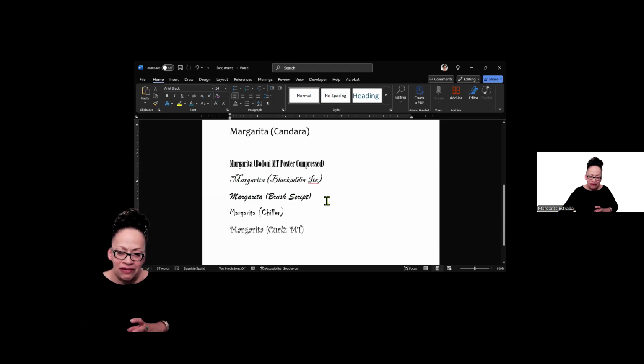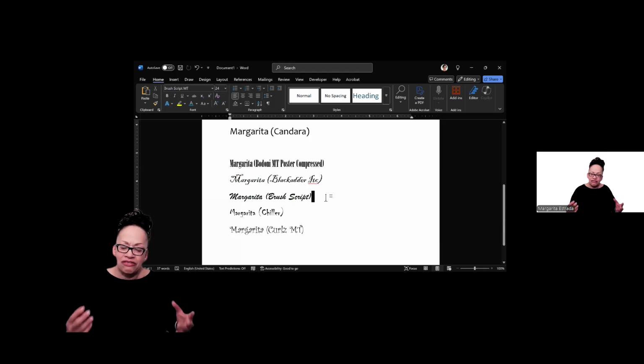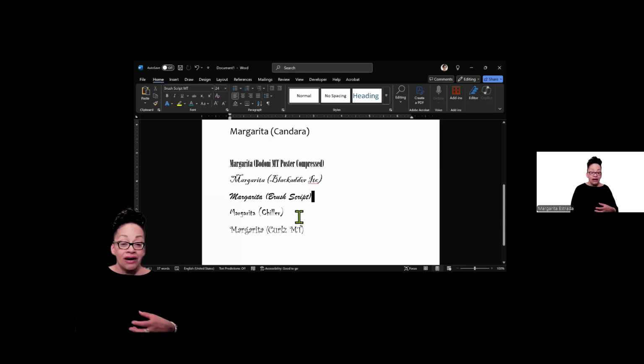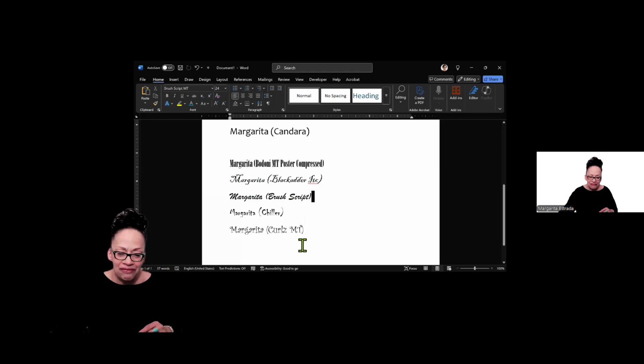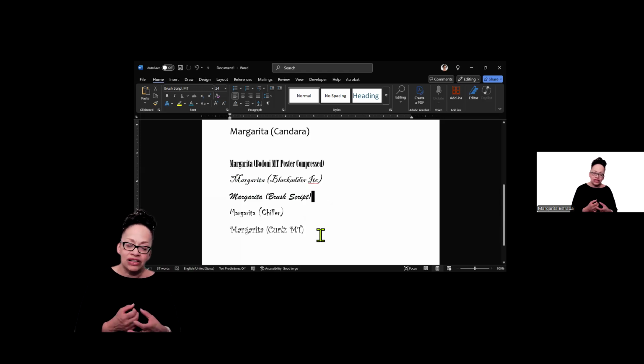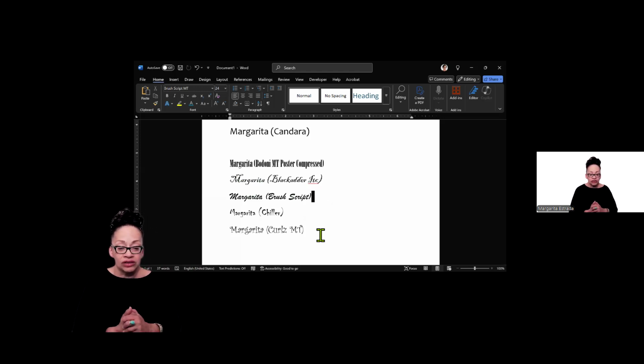Brush script is very playful. It is a bit more sophisticated. The other one, Chiller, of course, is another one that is used, and it's inspired by the chiller series back in the 60s and 70s. And then finally, my name written in curls. And this one is playful. It's used a lot for parties, and for kids' parties in particular, that one is used.